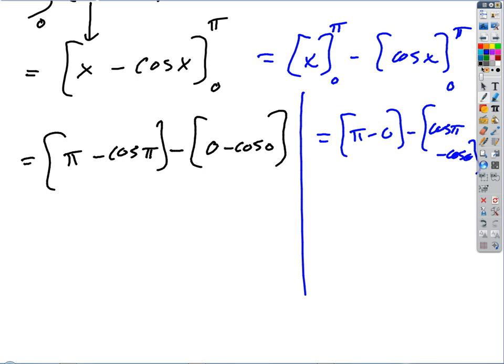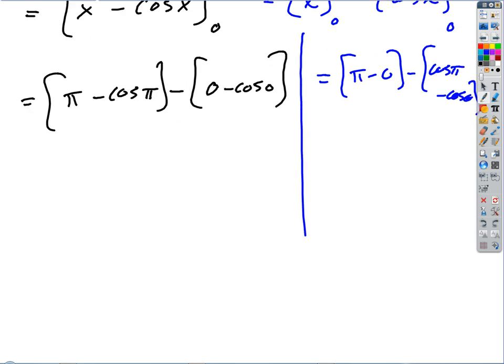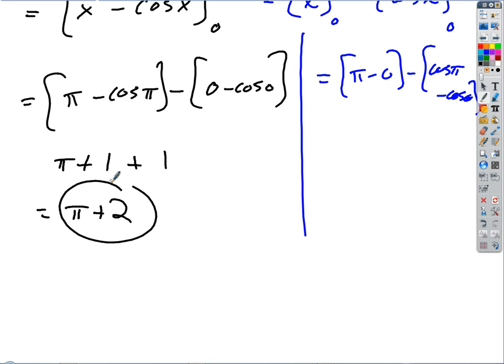What's our answer going to be? Let's go over this a little neater. We'll do it over here. So what's cosine pi? -1. Okay, so this is going to give me pi minus -1 minus 0. What's cosine of 0? 1. So minus 1 would be plus 1. You buy that? So my final answer is just pi plus 2. That is the exact area under that curve. Amazing stuff, huh? Okay.